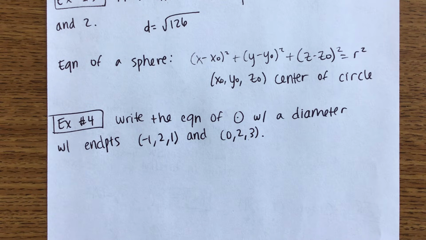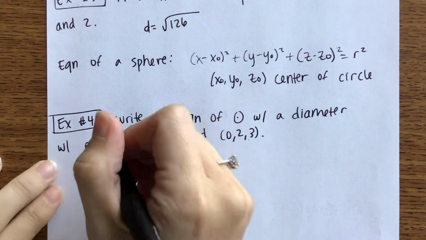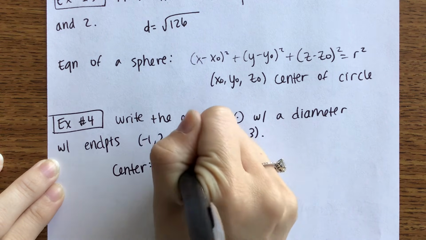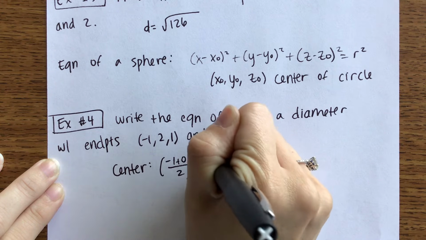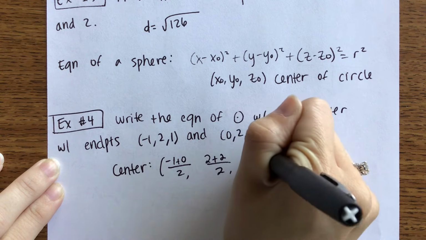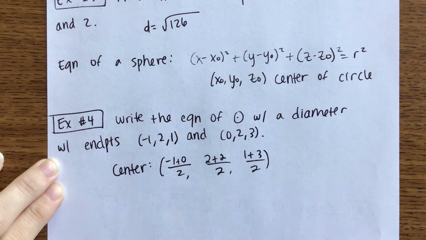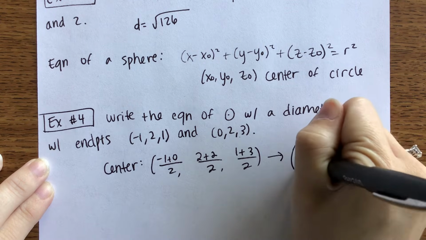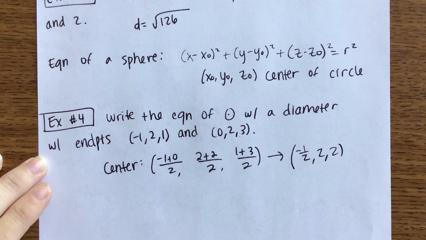So we need the center, we need the radius. How are we going to find the center? Midpoint, right? Midpoint three-dimensionally is the same as the midpoint two-dimensionally. You're going to take the average. So take the average of the x's, average of the y's, average of the z's, and then you end up with the point (-1/2, 2, 2).